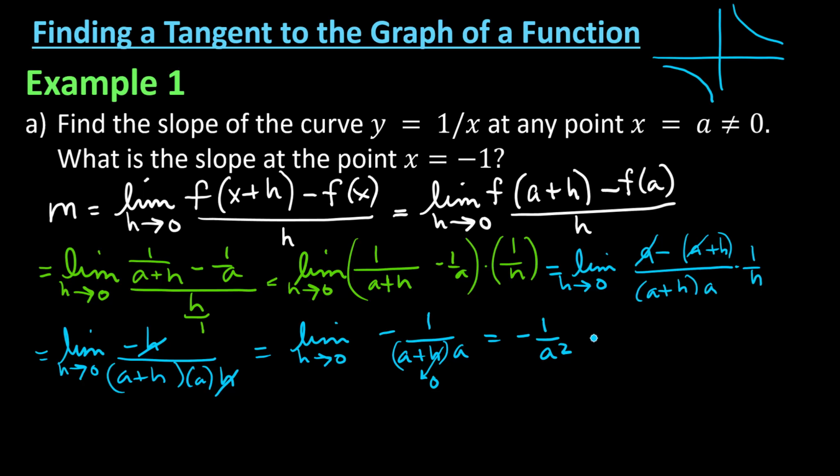So that is the slope of the line tangent to the curve at any point where x is equal to a. There's the line tangent to the curve. What is its slope? The slope is negative 1 over a squared. And if you notice, the slopes of these lines tangent to the curve will all be negative because they're all sloping downward.